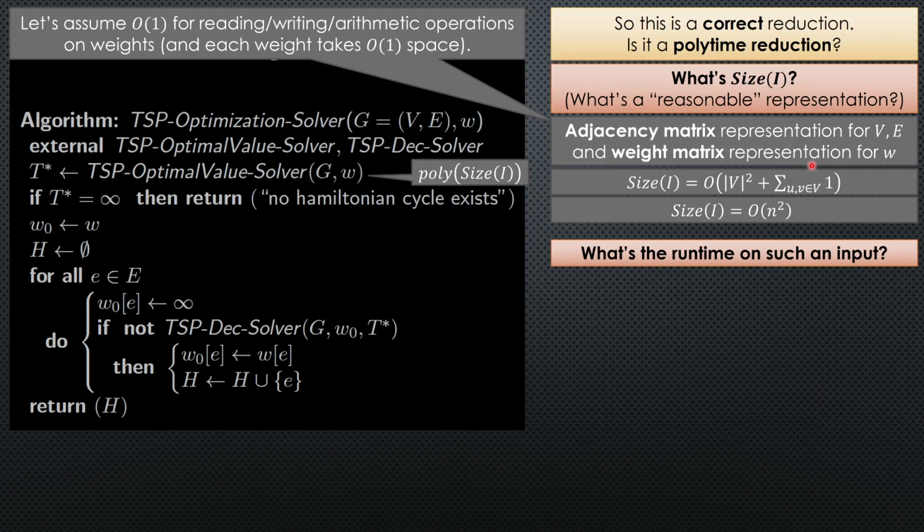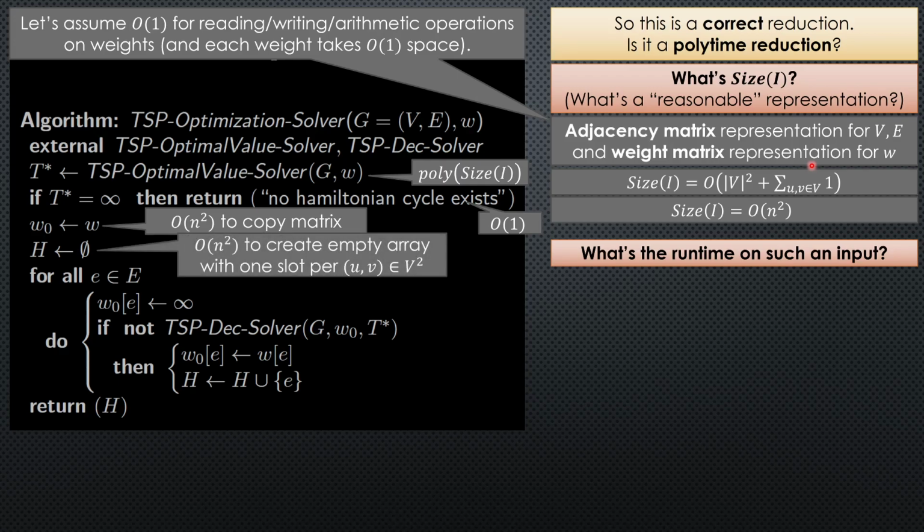Okay, so TSP optimal value solver, we argued last time that this actually runs in time polynomial in the input size. We reduce it to TSP decision solver and it runs in poly time, okay? And now this next step where we just check if t star is infinity and return, if so, that's constant time. Now, in the real world, printing strings is only constant time if the length of the string is constant. It is here, just worth mentioning. W naught, we want to copy W to W naught. We're copying a matrix where each slot takes O(1) space to read or write, and there are n squared slots, okay? So that's n squared time to copy that matrix.